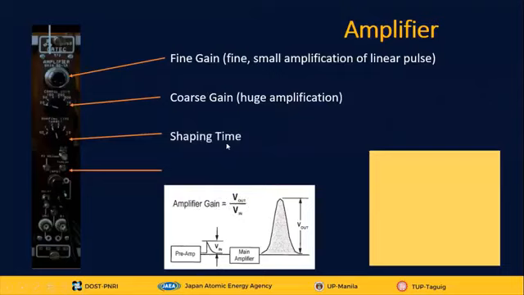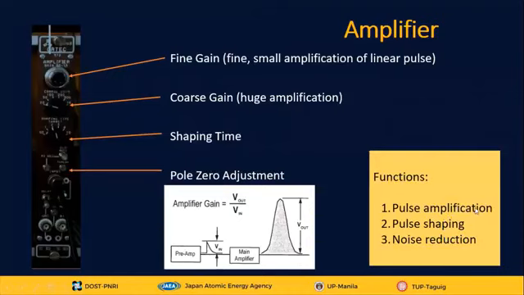And then you have the shaping time in terms of microseconds, from 0.5 to 10 microseconds, and pole zero adjustment. So the pulse amplification is controlled by these two, the fine gain and coarse gain. The pulse shaping is controlled by this shaping time, and the noise reduction is by both the shaping time and pole zero adjustments.